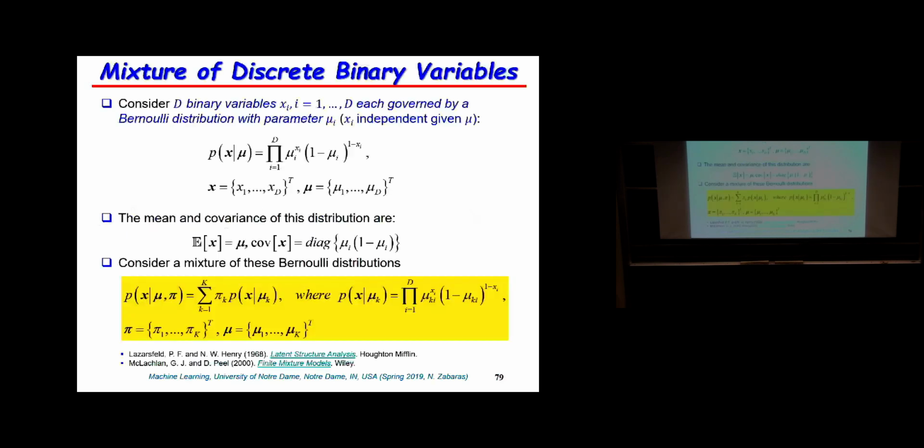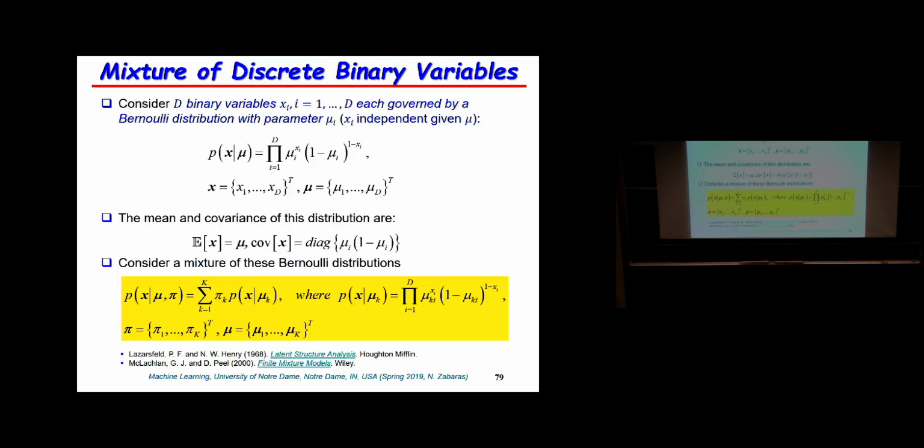So let's do a mixture that does not involve Gaussians. We have a vector of D binary variables x_i, i from 1 to D, and each variable x_i is a Bernoulli distribution with probability mu_i. These x_i's are independent given mu. So p(x|mu) is mu_i to the x_i, times 1 minus mu_i to the 1 minus x_i, where x_i takes the value 1 or 0. So again, I have D variables, they're binary, and mu is the mean.